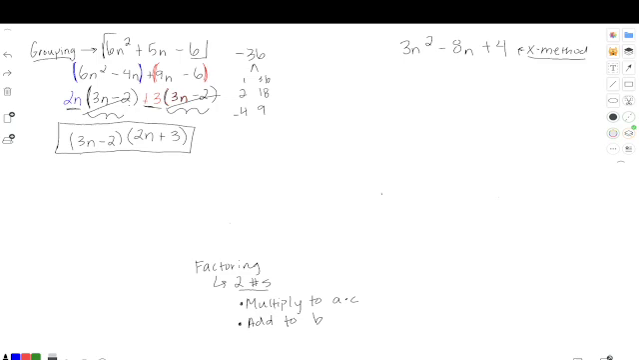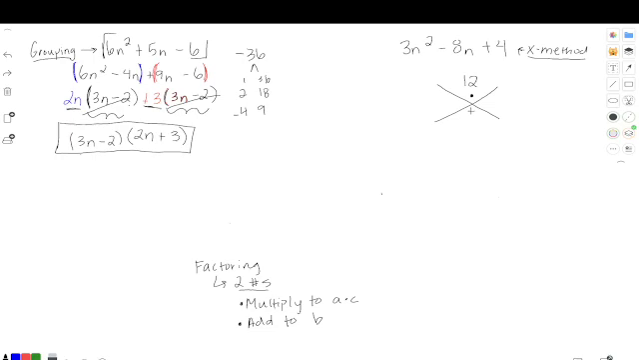So the second way that we can factor these quadratics is through the X method. Just like with a leading coefficient of 1, we start our X method off by drawing an X. We still have to find those two numbers that multiply to a times c and add to b. So a times c, 3 times 4 is 12, and they add to b.